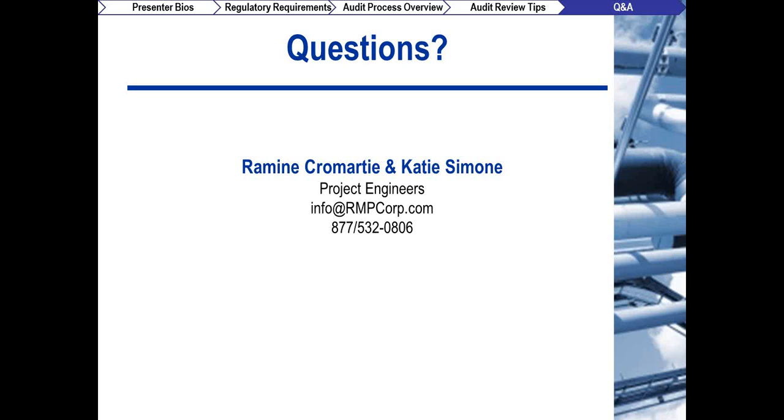So the first question is, if operating limits are mentioned in the operating procedures, does it need to be stated in the PSI as well? Oh, that's a great question. Repeating it: if your operating limits are stated in your operating procedures, do you also need to cover them in your process safety information section?